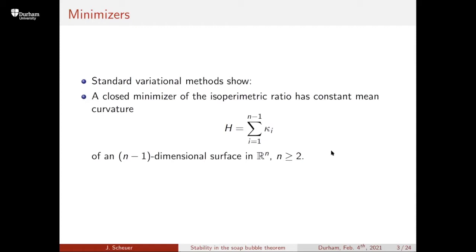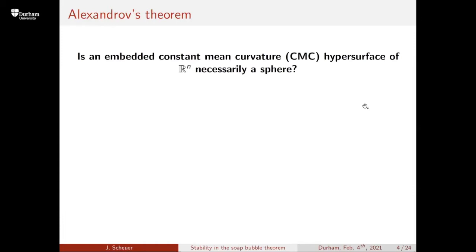The natural question in this context is, can we characterize the shapes that have constant mean curvature? Because this would characterize the shapes of minimizers of the isoperimetric ratio. This is a very classical problem, which has been addressed as early as the 19th century. Namely, the question is whether an embedded constant mean curvature hypersurface must be a sphere. First results for convex hypersurfaces go back to works of Darboux and many other people in the 19th century. But in this generality, the question was solved by Alexandrov in the 1960s. The answer is plainly yes: if we have embedded, closed, constant mean curvature, then it must be a sphere.